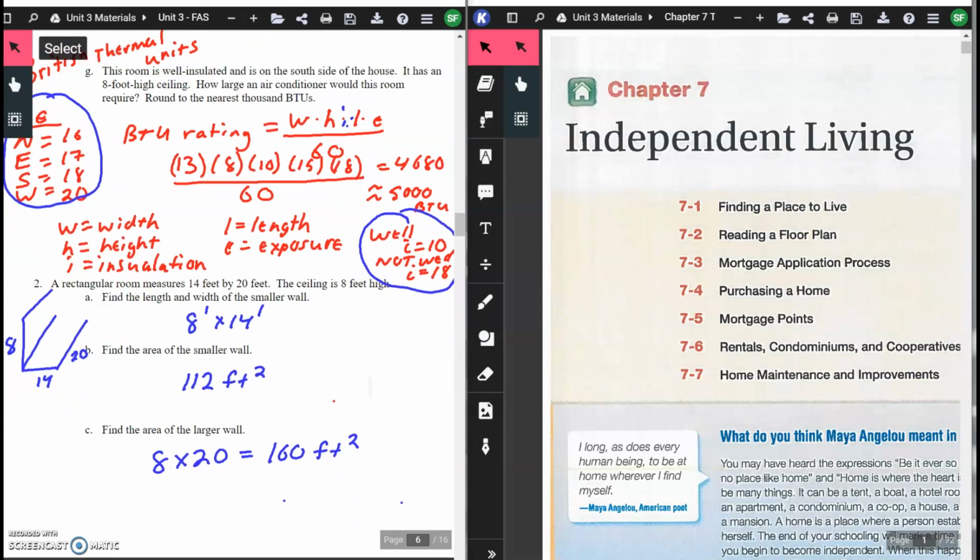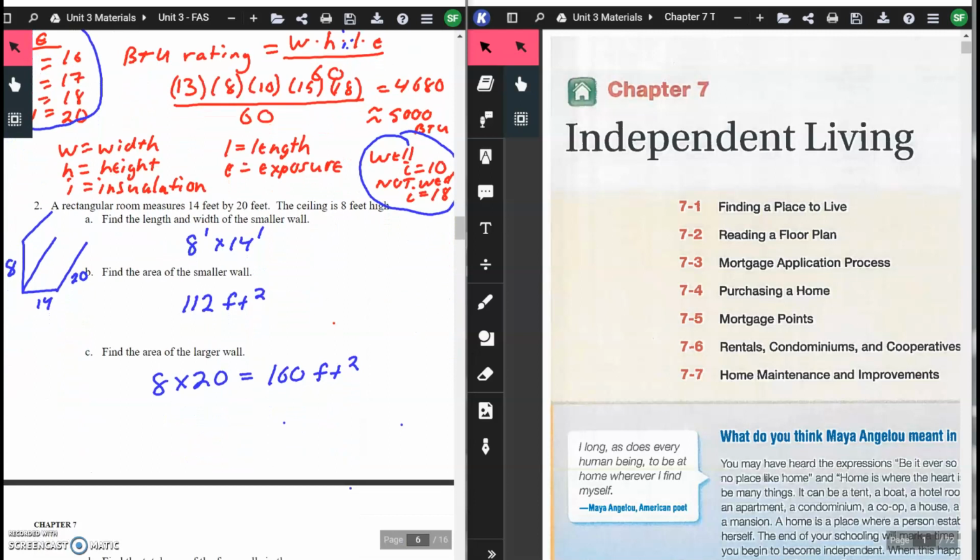Number 2, it says a rectangular room measures 14 feet by 20 feet. The ceiling is 8 feet high, so I drew that off to the side here on the left: 14 feet by 20 feet, and the ceiling is 8 feet tall. Find the length and width of the smaller wall. Obviously your room has 4 walls. One wall is 8 by 14, and one wall is 8 by 20, so you have to pick between the two. 8 times 20 and 8 times 14. The smaller is going to be 8 by 14.